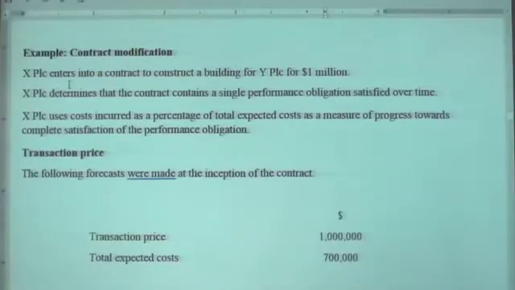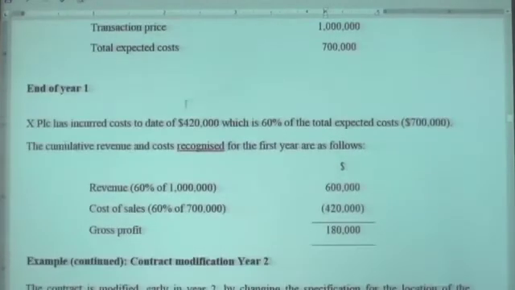This example mentions they have contracted to construct a building for 1 million. Revenue will be recognized over the period. Therefore, you need to calculate the progress. XPLC uses cost incurred as a percentage of the total expected cost. What's that method of progress calculation? Input method. Cost incurred out of the total cost to be incurred. Transaction price 1 million, total expected cost 700,000. Price 1 million, cost is 700,000.